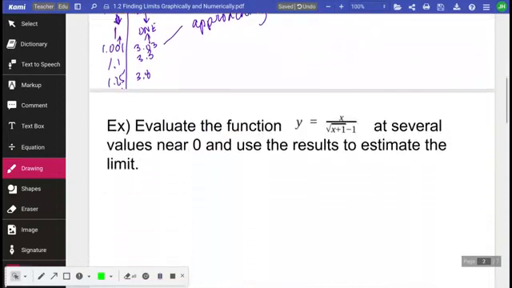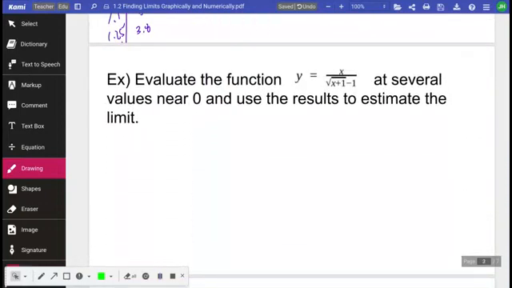It's what it's approaching. Okay, so we're going to evaluate the function at several different values near 0, just like we did, and then we'll use the results to estimate the limit. So we don't have to look at it graphically, we're just going to look at the table of values. We are looking at it close to 0. So essentially, we're looking at the limit as x approaches 0 of x over (the square root of x plus 1, minus 1).